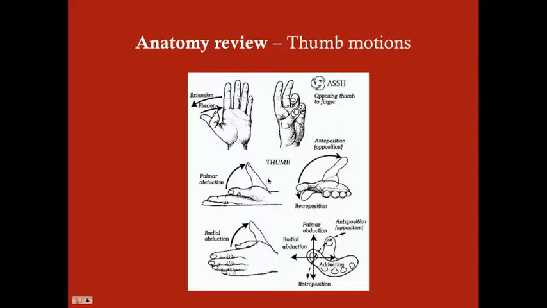There's also palmar abduction, anteposition versus retroposition, radial abduction, and so forth. So you don't need to know what all these motions are. Just be aware that the thumb is a very mobile joint, and because of that, it's prone to injury.